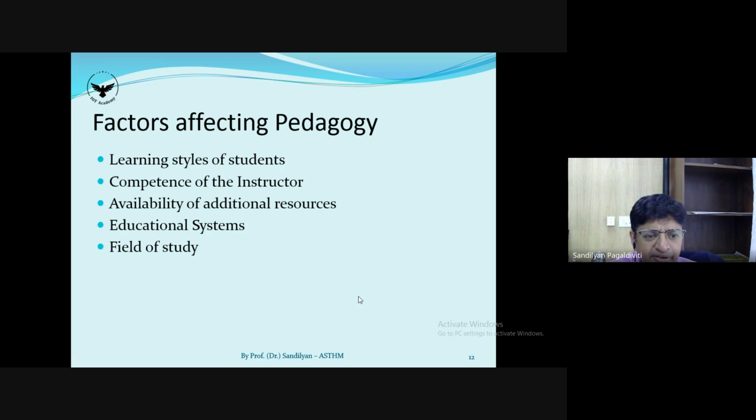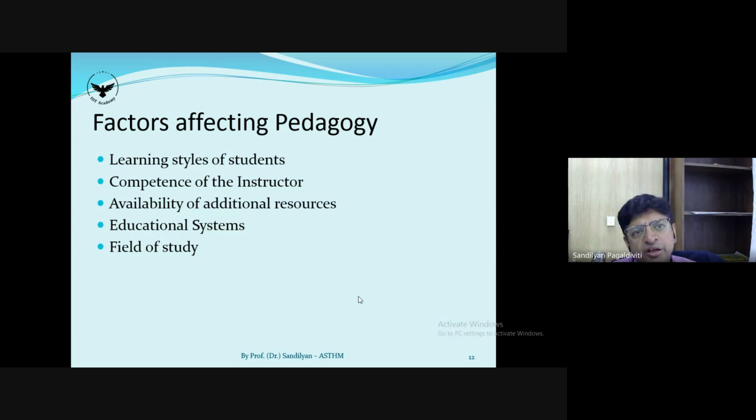The second factor is the competence of the instructor. How clear the instructor or the faculty himself or herself is with the content. If the faculty is not very clear on certain areas, their weakness will also show through. So you need to have a thorough knowledge before entering the classroom.